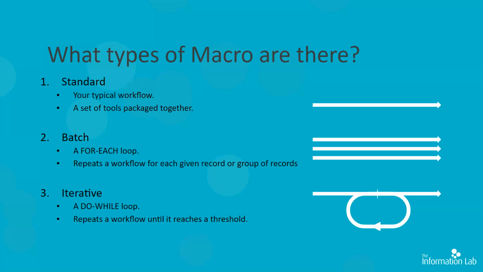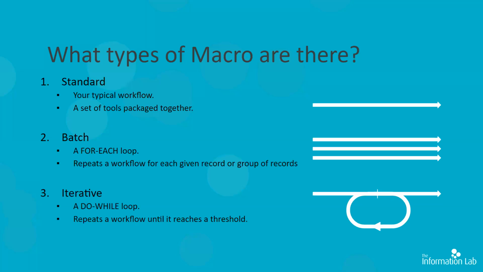There's also a batch macro, which is similar to a for each loop. If you think of it as the first row goes into the macro, and the macro performs whatever process it's designed to perform. And then the second row goes into the macro, and again that process is performed. And then the outcome of that is appended to the outcome of the first macro run. So I hope that makes a bit of sense.